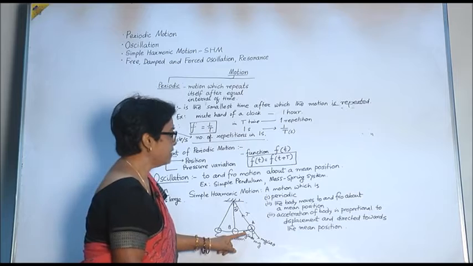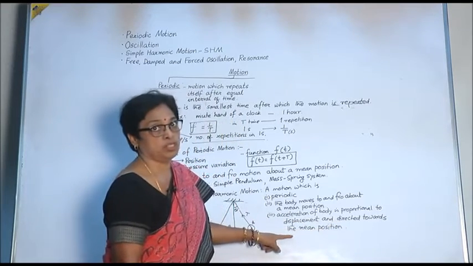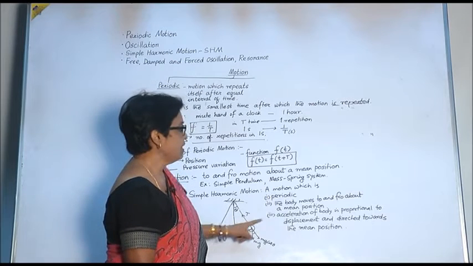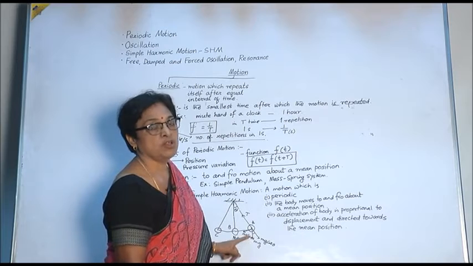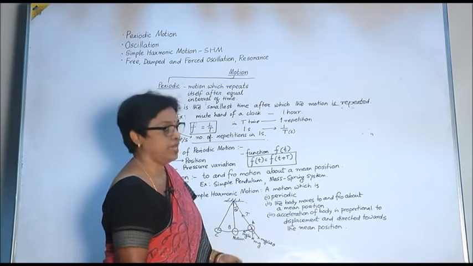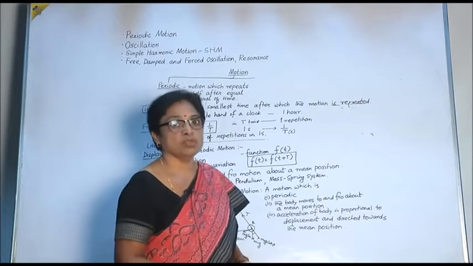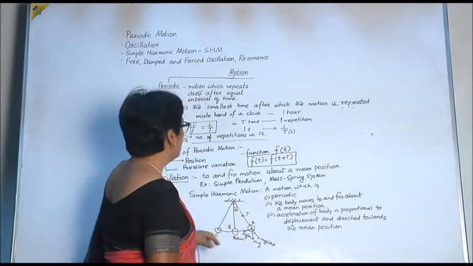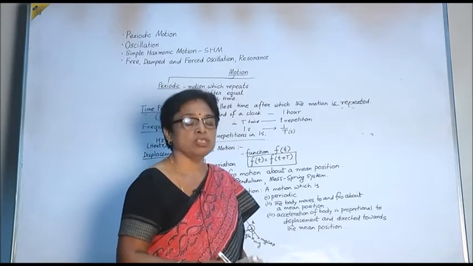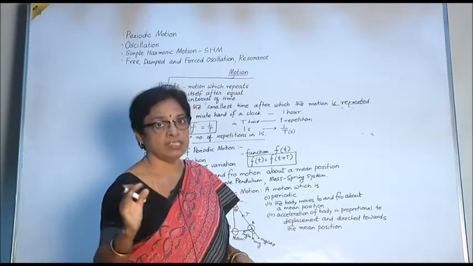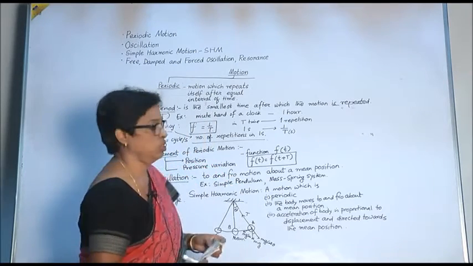So, g sin theta is directed towards the mean position, and we will see also in this case that it is proportional to the displacement. Sin theta can be written as proportional to our displacement x, so it is also proportional. So, in all these cases it will be called a simple harmonic motion. Similarly, the mass spring system also undergoes simple harmonic motion, whether vertical or horizontal. In both cases it performs simple harmonic motion.